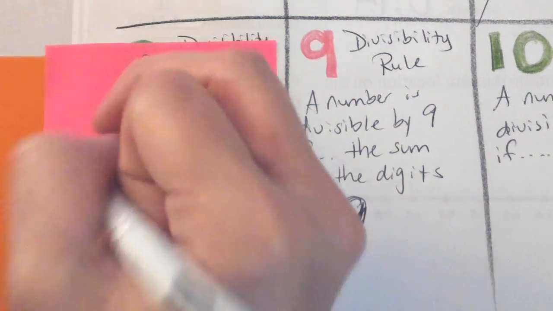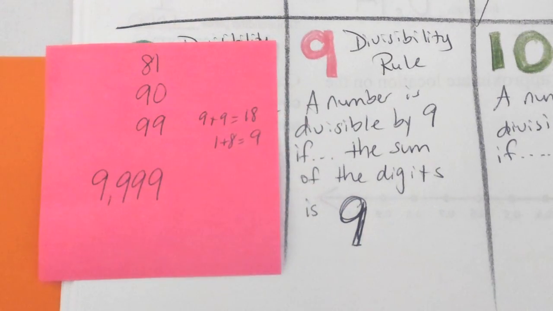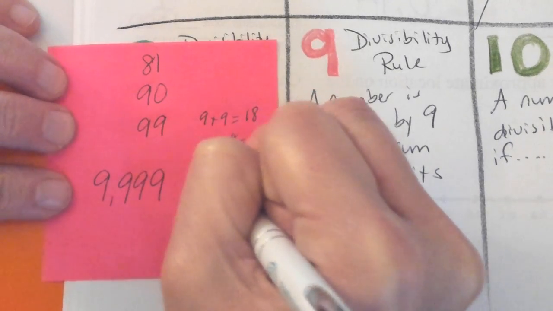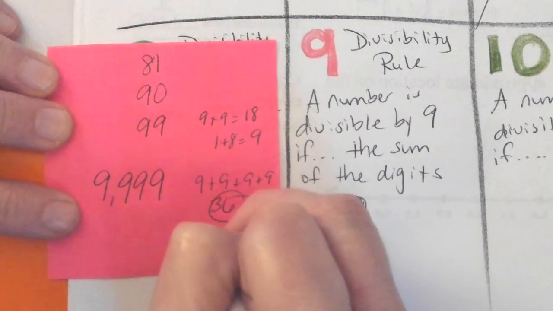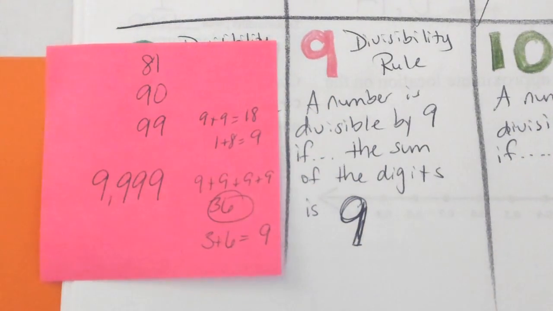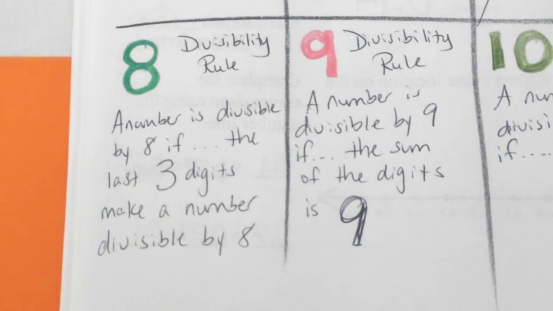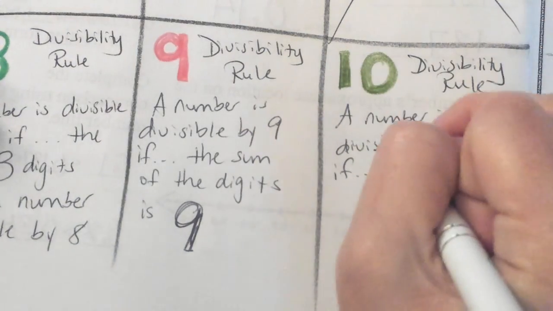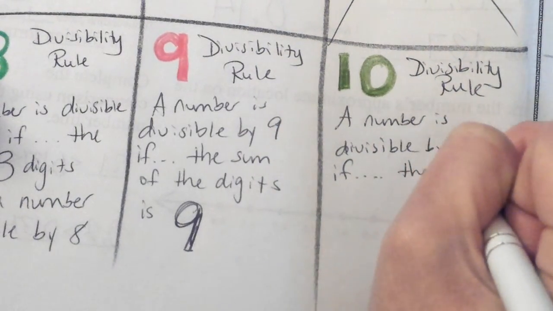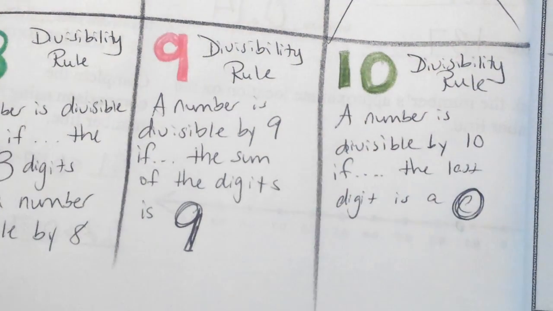Okay? So you can take any amount of digits. 9 plus 9 plus 9 plus 9 equals 36. Well, that's a 2-digit number. Well, 3 plus 6 equals 9. So if you keep adding the digits until you get a single-digit number, if that single digit is a 9, the whole number is divisible by 9. And the rule for 10: a number is divisible by 10 if the last digit is a 0.